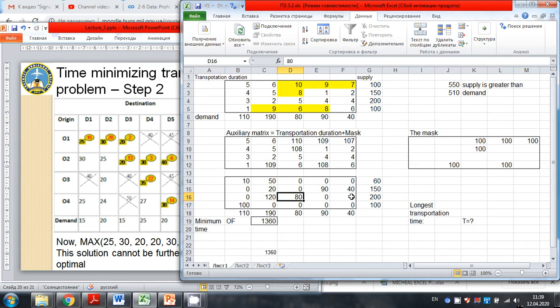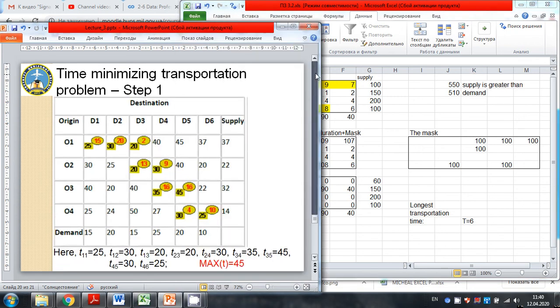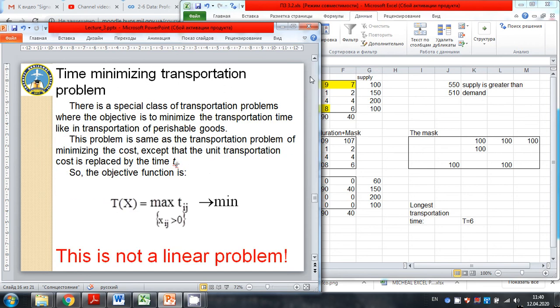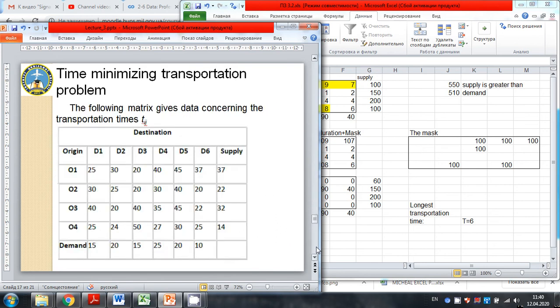So we may put the answer here. The longest transportation time is 6. So this is it. This is our solution. This is how we reduced the non-linear transportation problem, the time minimizing transportation problem, into a sequence of linear problems.